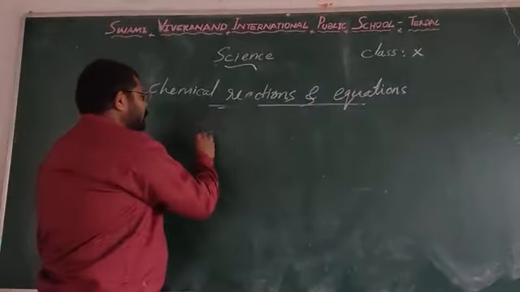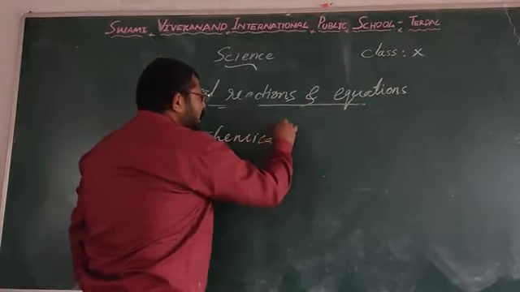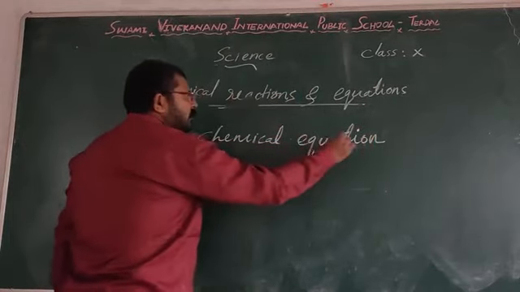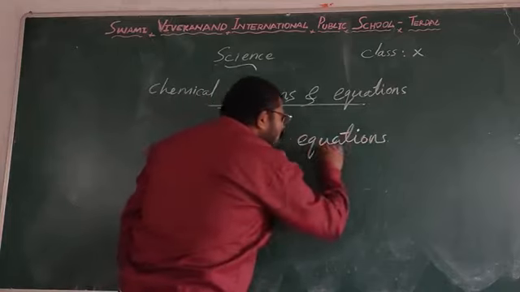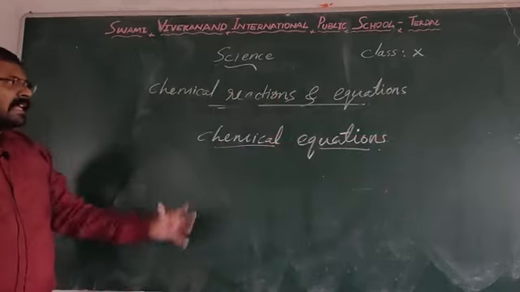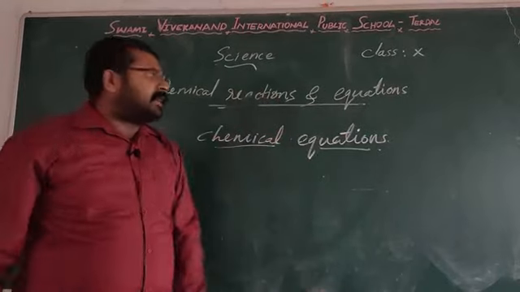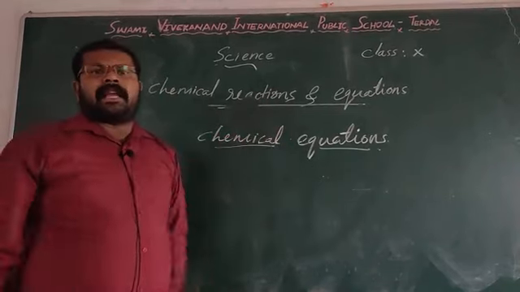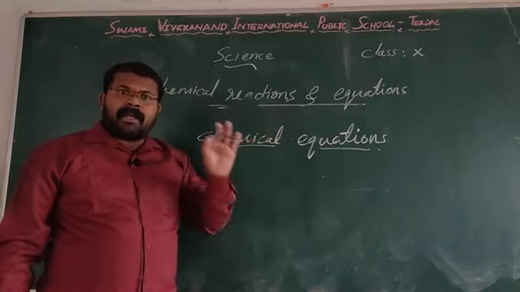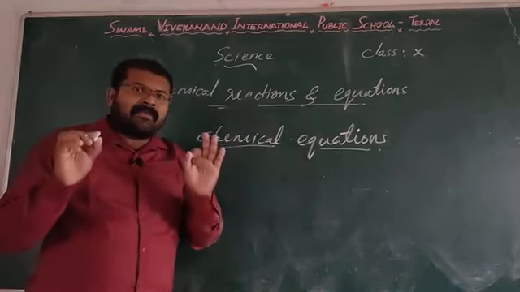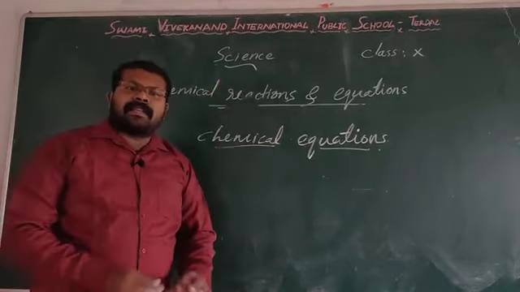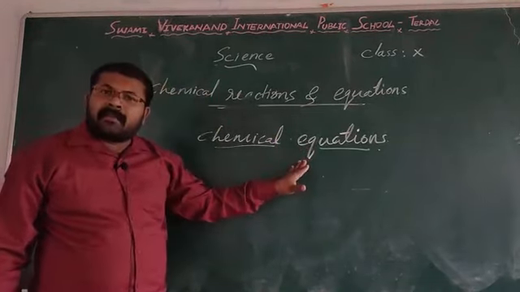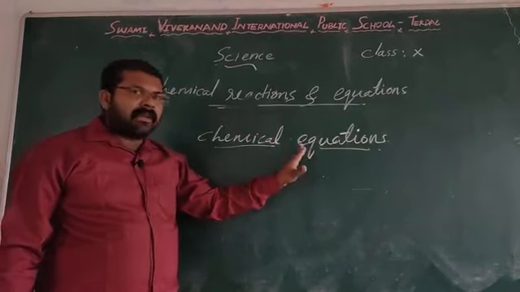Next we are going to discuss chemical equations. What do you mean by chemical equations? Do you have any idea? Chemical equations are a simplified, easy way of representing chemical reactions. A simplified or easy way of representing a chemical reaction is called a chemical equation.